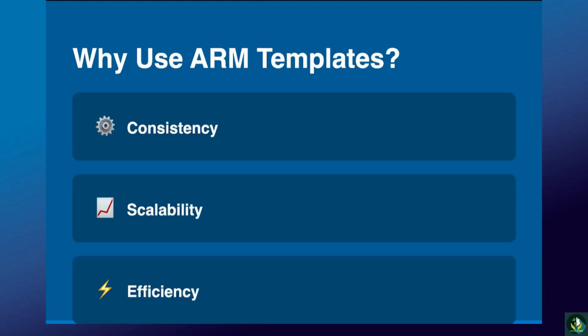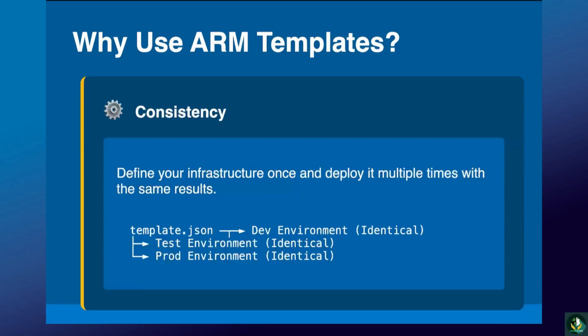So, first off, it provides a consistency-first principle. When you create an ARM template, it serves as a reliable blueprint for your infrastructure. This means you can deploy the same configuration repeatedly across different environments, ensuring identical setups every time.